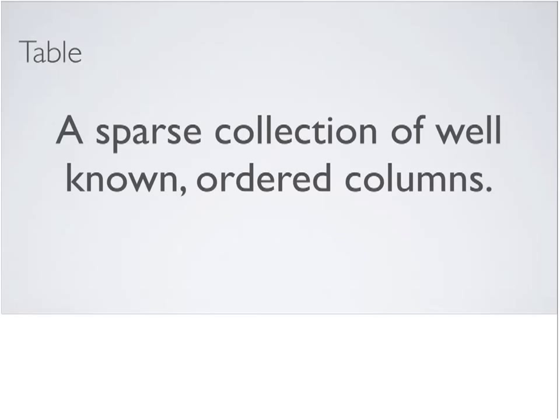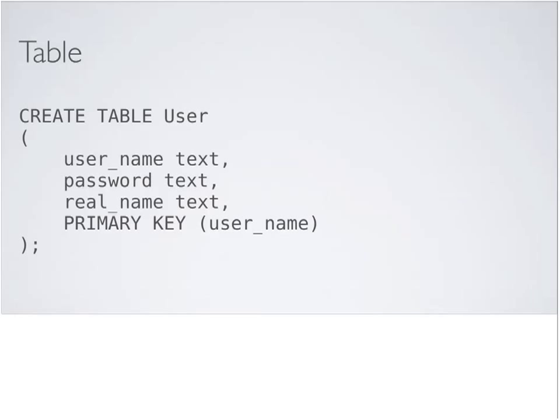And the next thing we do is build some tables. Now, I call these a sparse collection of well-known ordered columns. By well-known, I mean we've defined the column names up front. If you're using Thrift, you don't have to do that. So our first table is going to be for users. This looks just like a normal database. There's nothing scary here. A username, a password, a real name, and the primary key, which equates to our row key that we talked about earlier.